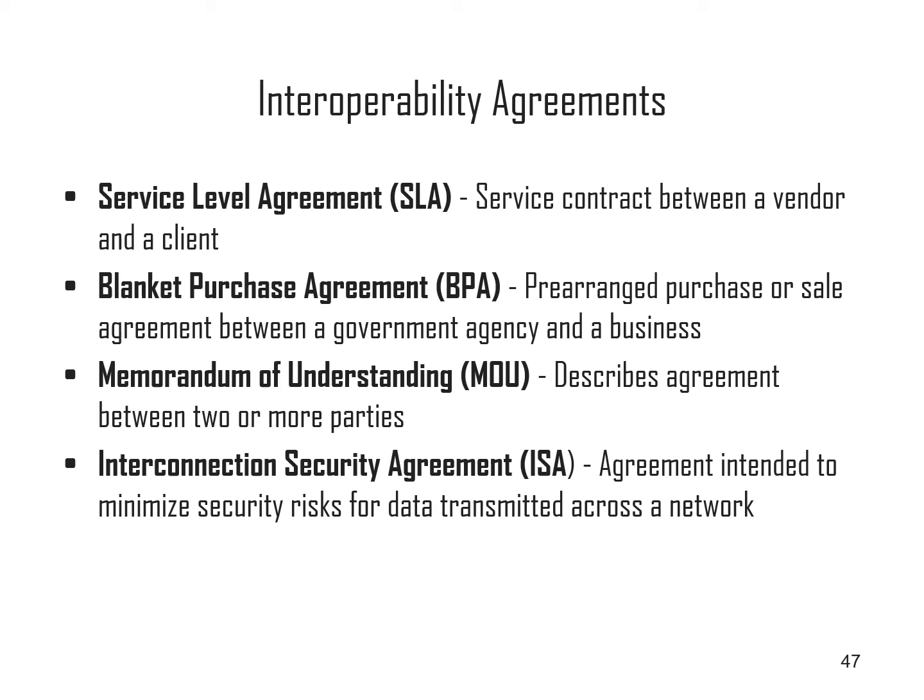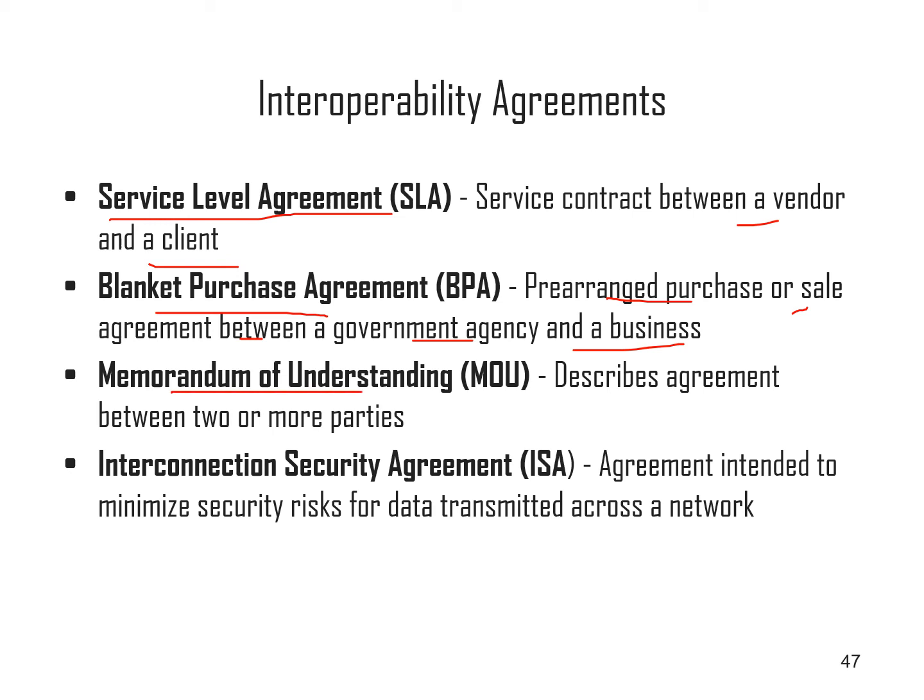The next thing is interoperability agreements. Between these third-party vendors, how can the agreements be signed? Service level agreement: a service contract between a vendor and a client. That deals with the service level agreement. Blanket purchase agreement: a pre-arranged purchase or sale agreement between government agencies and a business. So that is the blanket purchase agreement.